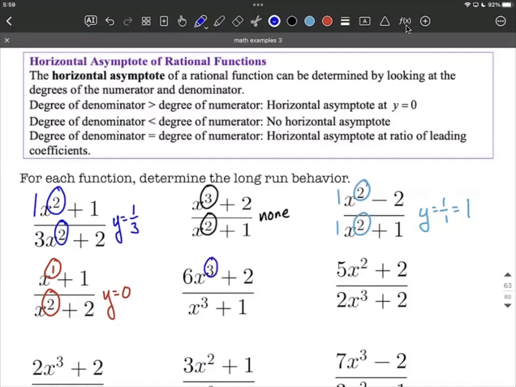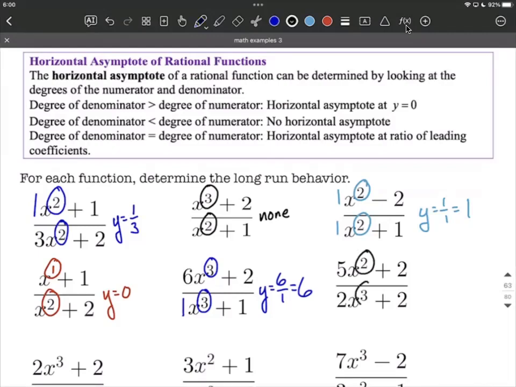In the middle, we have 3 over 3. Those degrees are equal, the exact same exponents on the highest power of x. So we go with the ratio of leading coefficients. We have 6 over, remember there's a 1 automatically in front of that x cubed in the denominator. So we have y equals 6 over 1, or y equals 6.